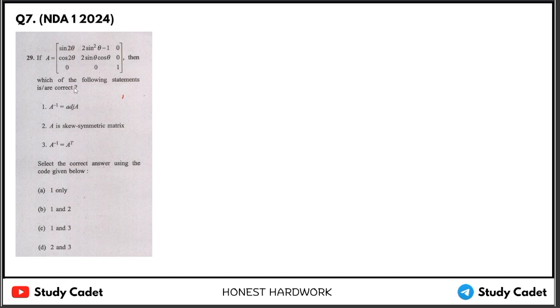If A equals this, then which of the following statements are correct? A inverse equal to adjoint A. What is A inverse? A inverse equals adjoint A upon determinant of A. If this is the case, then the determinant value should be 1. Let's see, sin 2 theta is 2 sin theta cos theta, and this one is minus cos 2 theta, so minus cos 2 theta and sin 2 theta.